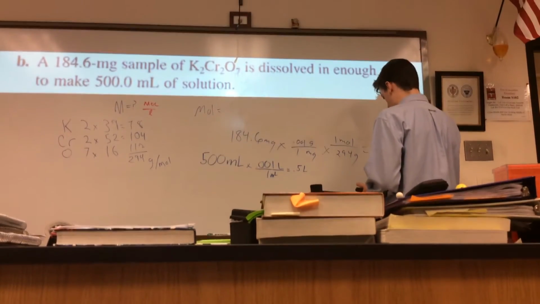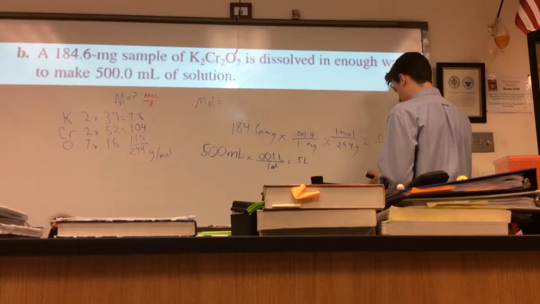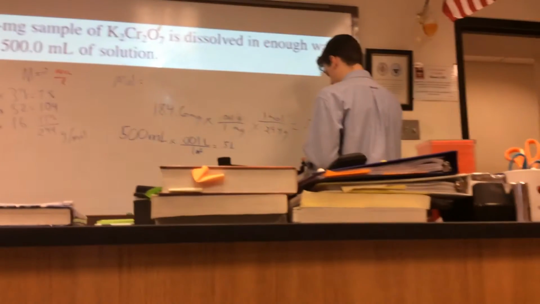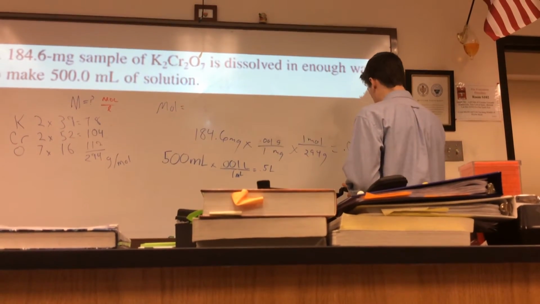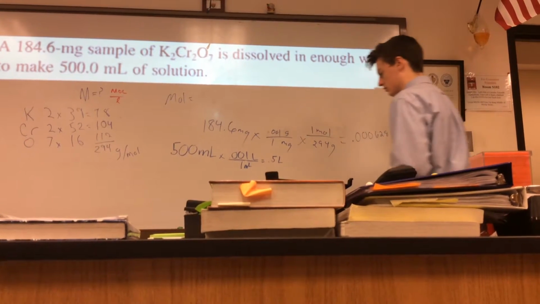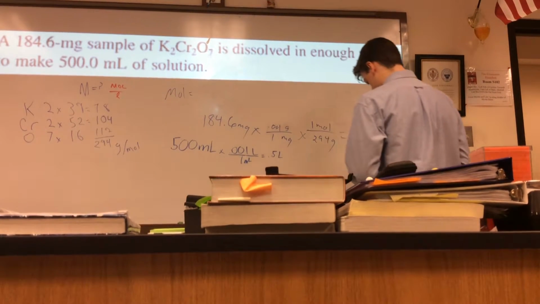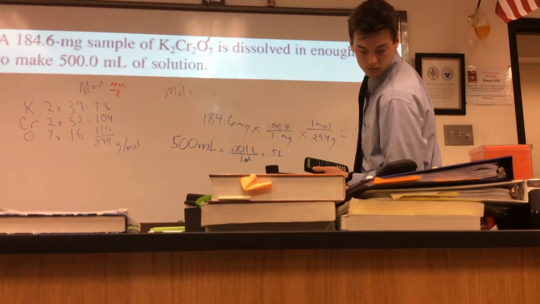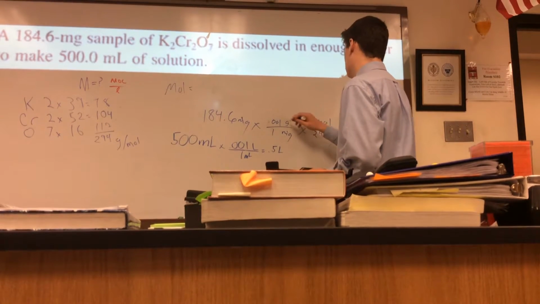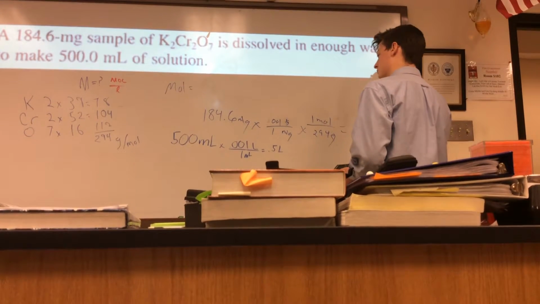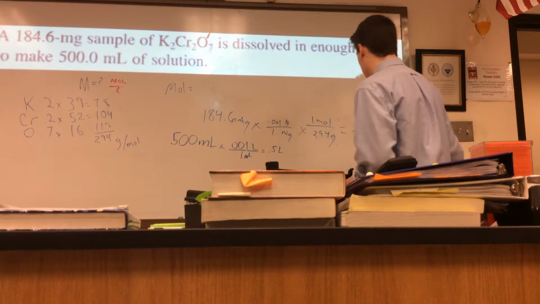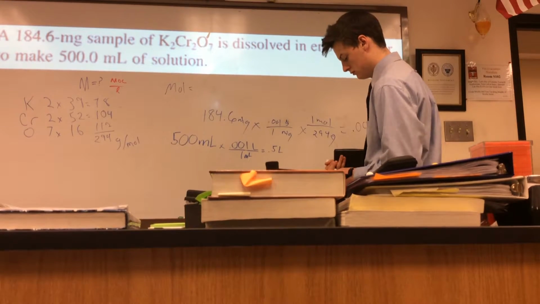So I got 184.6 times 0.001 divided by 294 equals, and I get 0.000627. Is that what you got? Yep, yeah, that's good. That's a perfect place to round to. And then units. Okay. Now, Matt Barry, you want to bring us home?